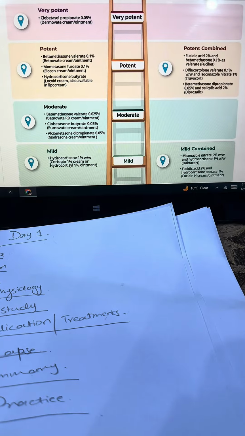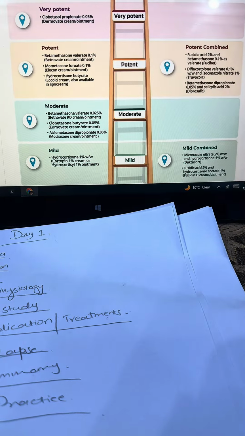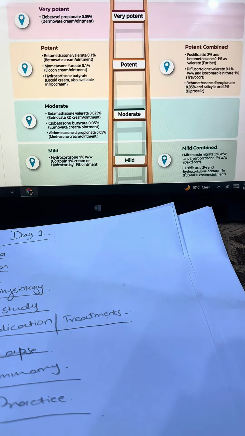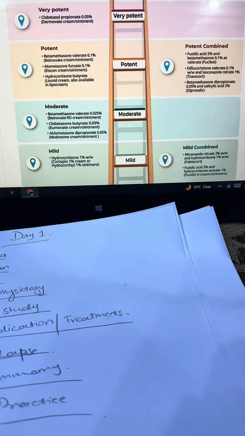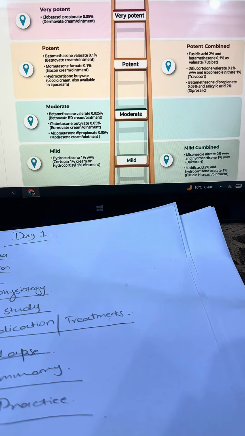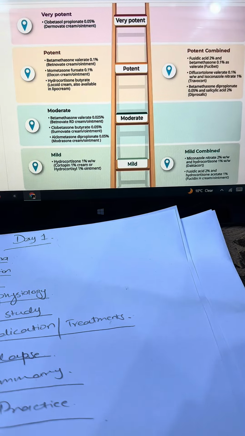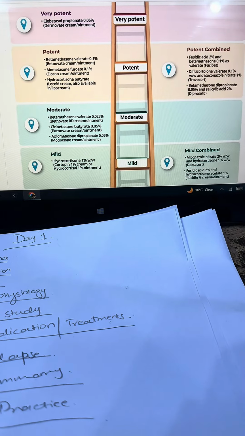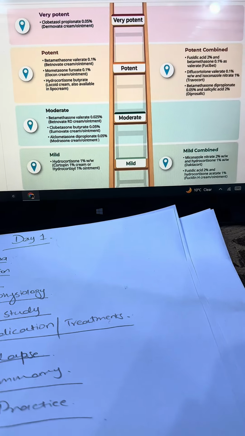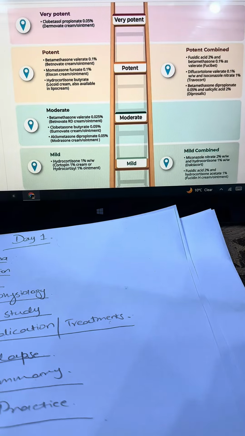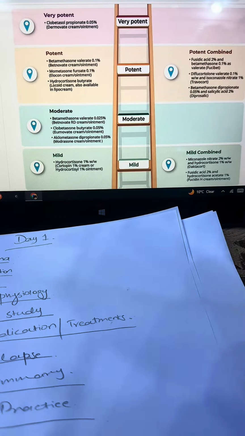There are four types of steroid: mild, moderate, potent, and very potent. Mild: hydrocortisone, miconazole, fusidic acid H, fusidic acid B. In the moderate, betamethasone valerate, clobetasone butyrate is my favorite, and mometasone creams. In the very potent, betamethasone valerate, hydrocortisone, fusidic acid 2%, betamethasone 0.1%, and very potent clobetasol propionate, which we may describe as Dermovate cream or ointment.